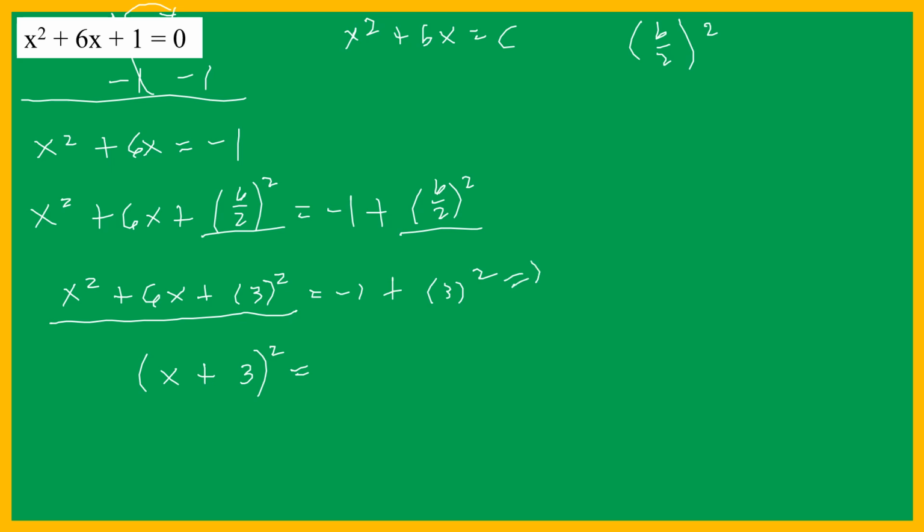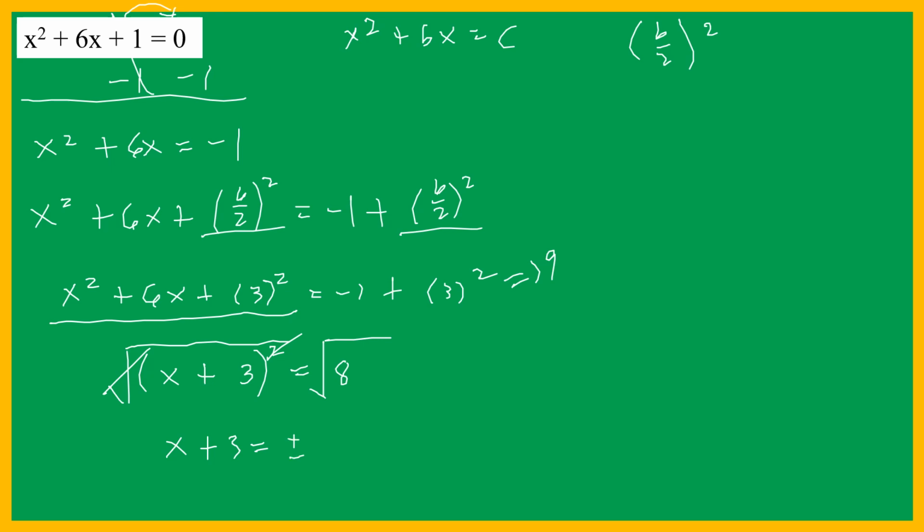The 3 squared is equal to 9. So we can simplify it. Negative 1 plus 9 is 8. And then extracting the square root, the square and the square root cancel. So that would be x plus 3 is equal to positive negative square root of 8.